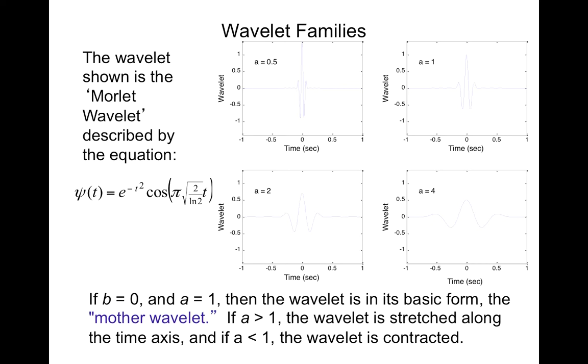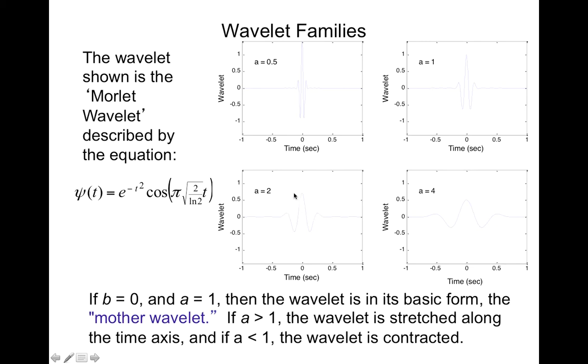So here are some examples of different wavelet families and the impact of changing a. This particular wavelet family is known as the Morlet wavelet, and it can be defined by the equation shown on the slide here. And so if we choose a to be 0.5, then we see the following function. If a is 1, which is known as the mother wavelet, it's the basic wavelet form. We see the function here, and then notice as a gets larger, the function is being more dilated.